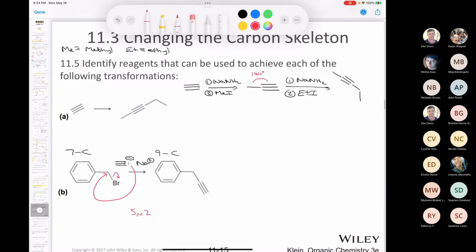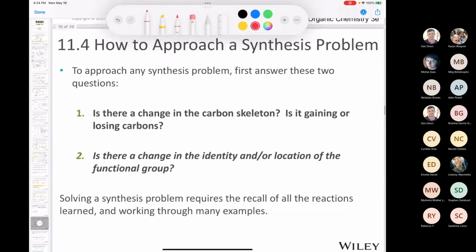How do you approach a synthesis problem? It's a little bit different for everybody if you ask around. However, we're all doing the same thing. So how different is it really? One of the first questions I like to ask is, is there a change in the carbon skeleton? Are you gaining carbons, are you losing carbons? If I'm gaining, it's going to have to involve a terminal alkyne. If I'm losing, then it's going to have to involve ozonolysis. Is there a change in the functional group, identity, or location? I have to take that into account as well.